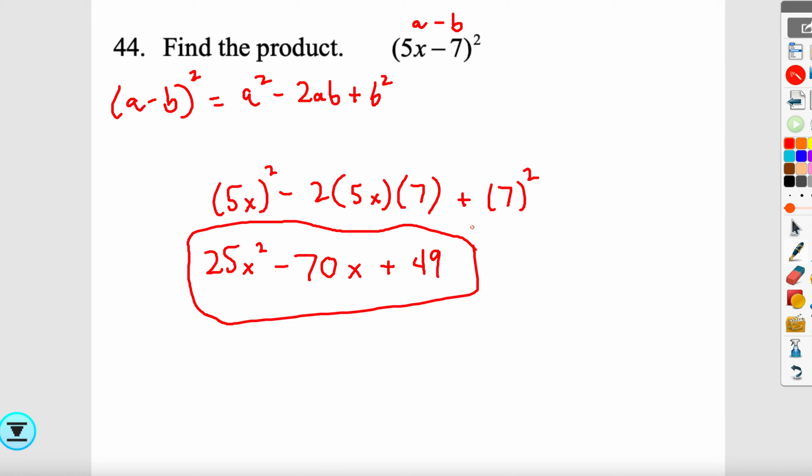Just write them down, two parentheses, right? The same parentheses, (5x minus 7) times (5x minus 7). You should get the same answer, guys. I'm just reminding you the formula. The other formula we learned in this class was (a plus b) squared is equal to a squared plus 2ab plus b squared.